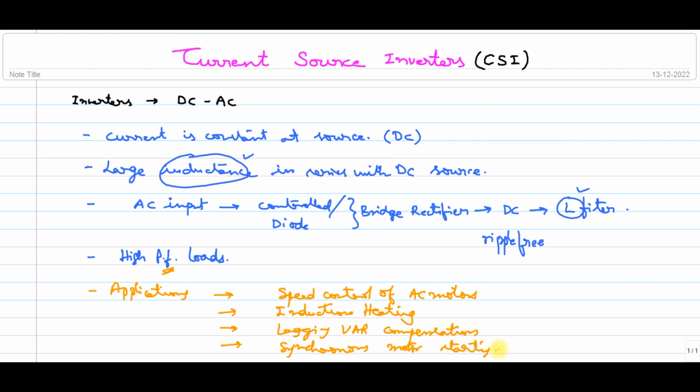So now we will discuss the load commutated CSI only. We will go ahead with the single phase capacitor commutated CSI with resistive load only. Okay, we will make it simple. So let's move forward. I will write the heading here. You just observe, it should be the single phase capacitor commutated current source inverter with resistive load.